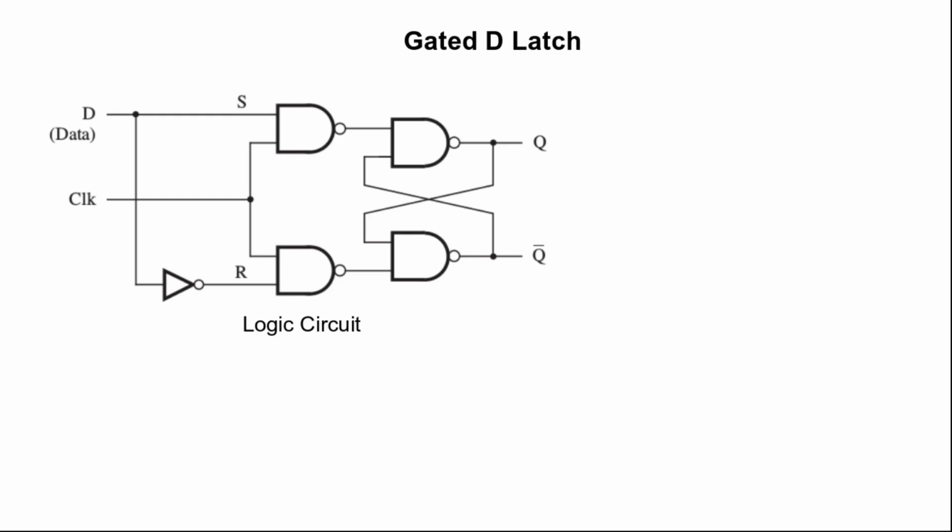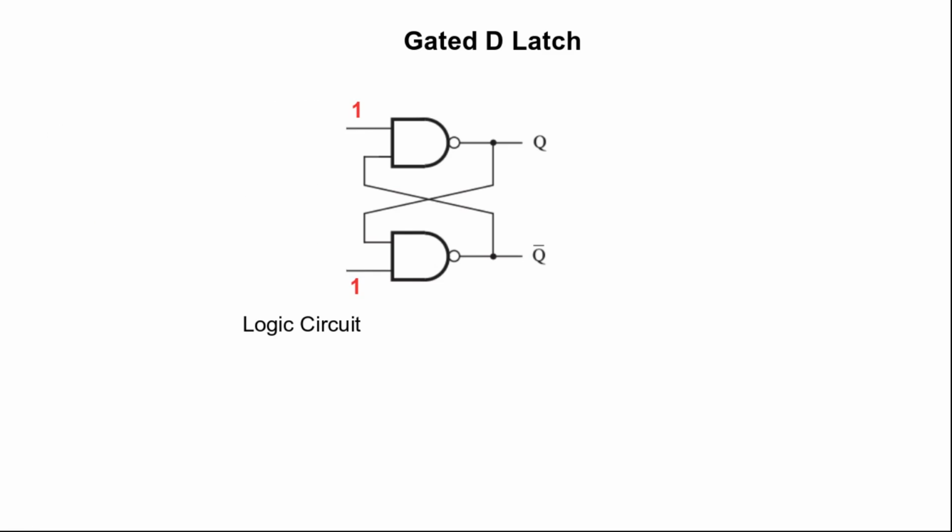Now we'll talk about the gated D latch. So this is the logic circuit for a gated D latch. Let's look at its behavior. When we make the clock input equal to 0, then the output of both of these NAND gates will be equal to 1.